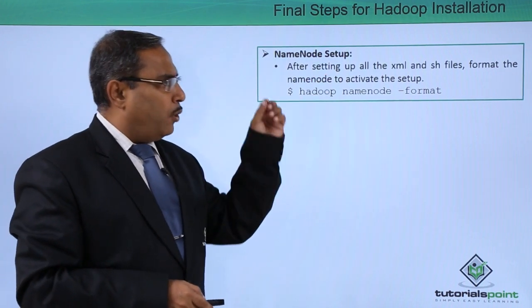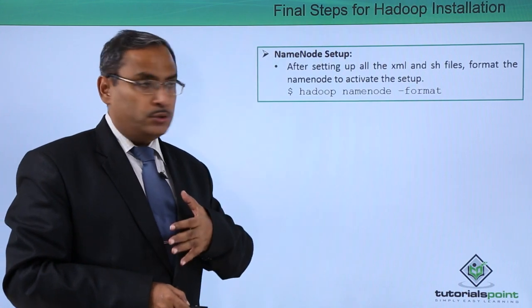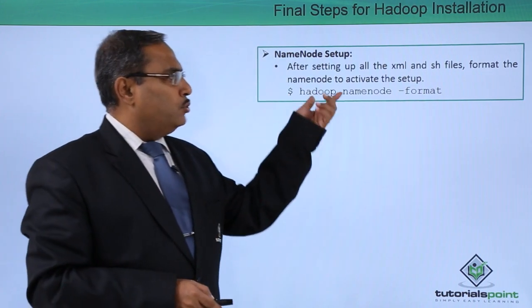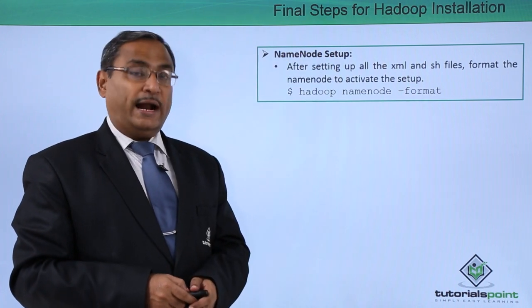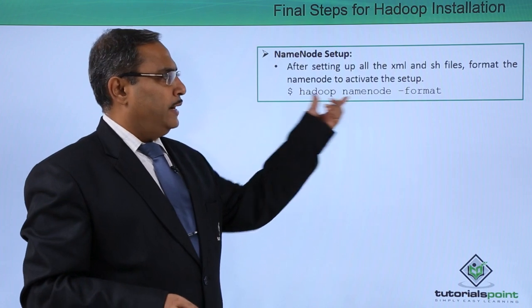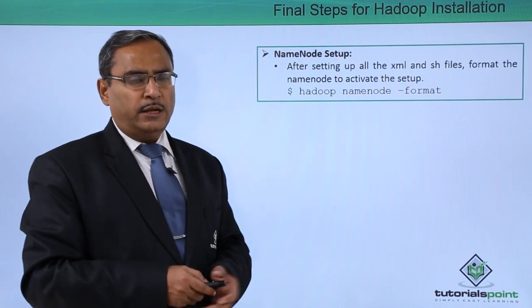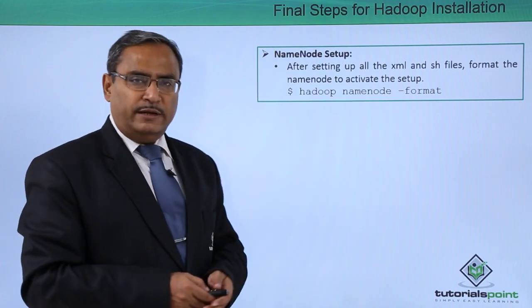So after setting up all the XML and SH files which we have shown in the earlier videos, format the name node to activate the setup. So at first the name node is to be formatted to activate the setup. Then what is the command? Command is hadoop namenode -format. So you are supposed to issue this one to format the name node and to activate the setup.